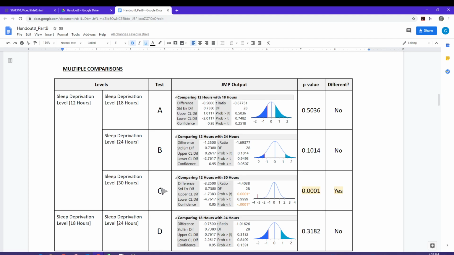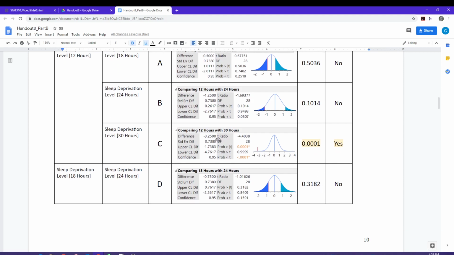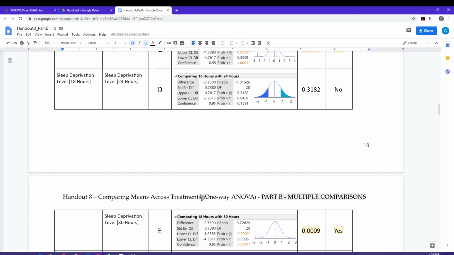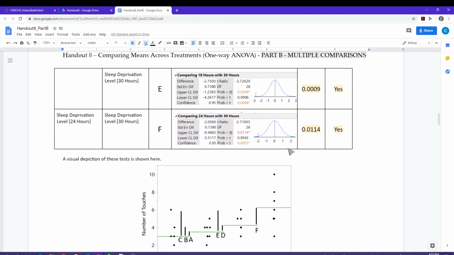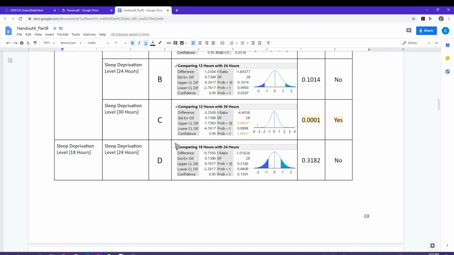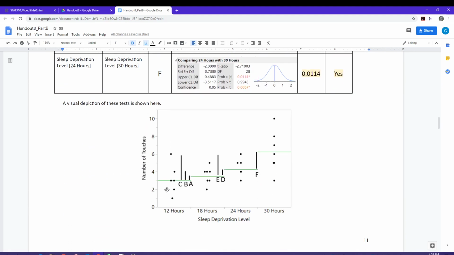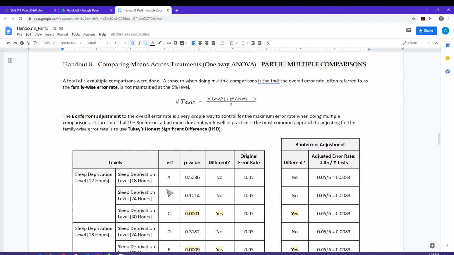If we look at test C, that's comparing 12 to 30, that's a pretty substantial difference. It's a difference of actually more than 3 there. So looking at C, that's going to be 12 hours against 30 hours. So that's going to be that difference there, represented by that line there. And that line is pretty large compared to the others here. So I have a statistically significant difference between 12 and 30 hours. So that's what those multiple comparisons are about. And we've identified C, D, and E as significant. All right, so let's consider those in the following.